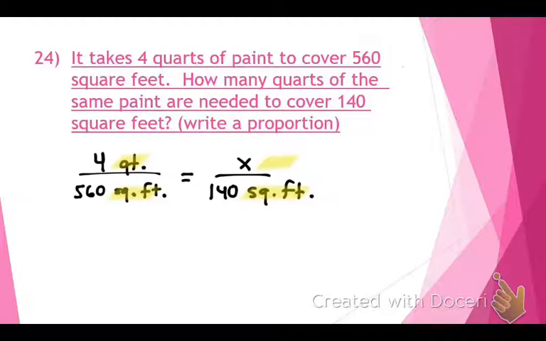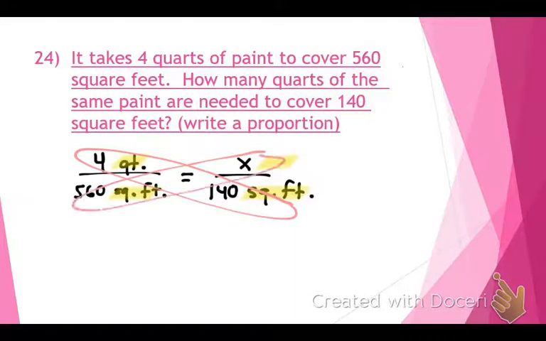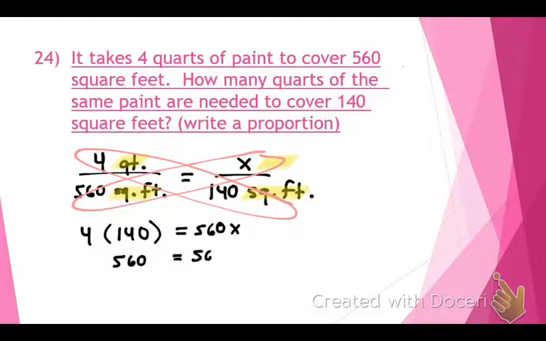Okay, you're going to use cross multiply. 4 times 140 equals 560. Very good. Then what? You're going to multiply 24 times 140 equals 560. Good job. And bring down 560.